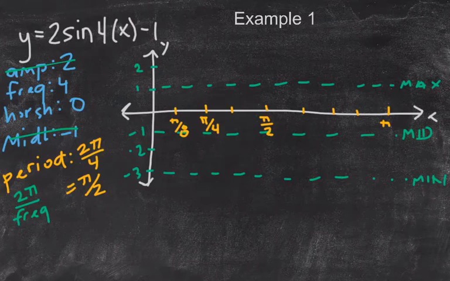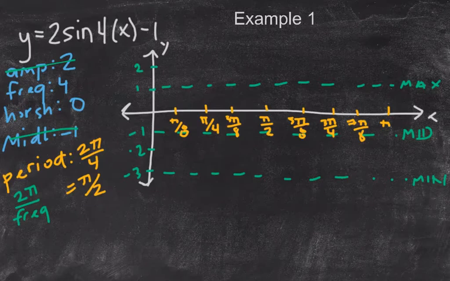So I've got 1/8, 2/8, which is a quarter, 3/8, so that's 3 pi over 8, 4/8, which is a half, 5 pi over 8, 6 pi over 8, which is the same as 3 pi over 4, and then 7 pi over 8. Okay, so there are my x and y axes scaled.